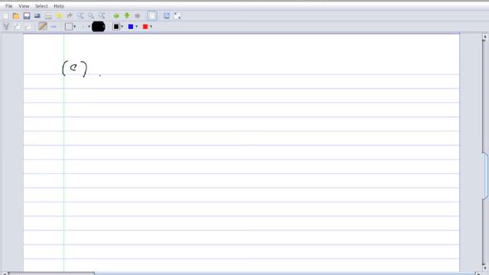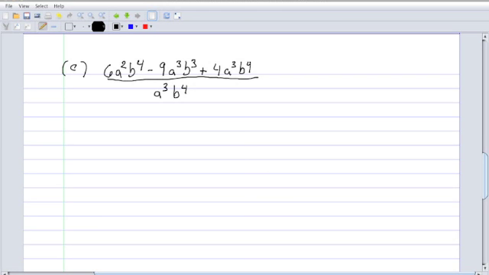I get 6a squared b to the fourth minus 9a cubed b cubed plus 4a cubed b to the fourth, all divided by a cubed b to the fourth. Okay. So again, I have a trinomial in the top, monomial, it's the same process.